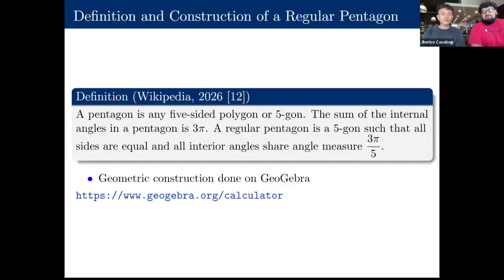So now we're going to get into what I believe is the funnest part of our presentation, which is constructing a regular pentagon. Before we get into that, let's go over what a regular pentagon is. So we know a pentagon is a five-gon, which is a polygon with 5 sides. And what makes it regular is the fact that all side lengths have equal length. So that's what a regular pentagon is. It's a pentagon where all side lengths are equal, and all the interior angles share the same angle.